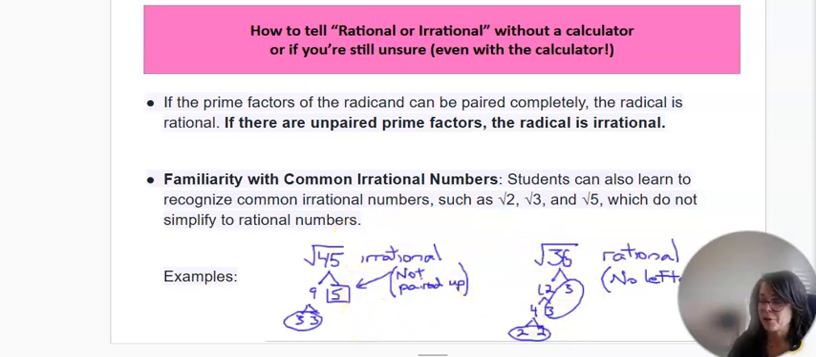If you do your factor tree, and this is a simple one, you probably already know the square root of 36 is 6. That's a regular number. It's not irrational, it's rational. But notice everything paired up, there's no leftovers. Because let's say that was a big number that you didn't know off the top of your head was rational. When you factor it, if there's no leftovers, nothing left unpaired, then it's rational.